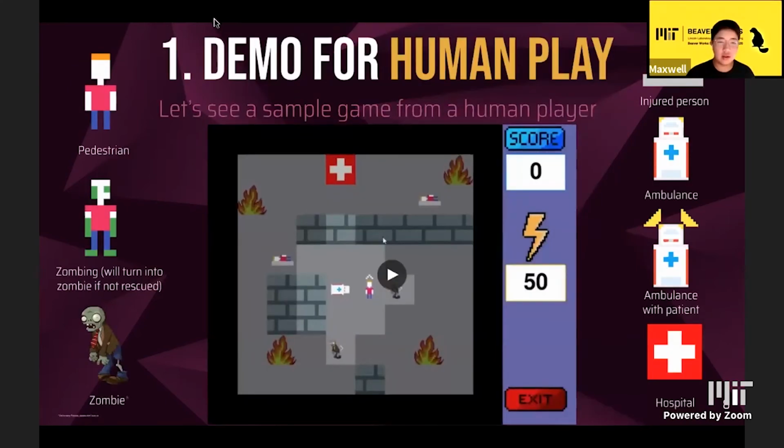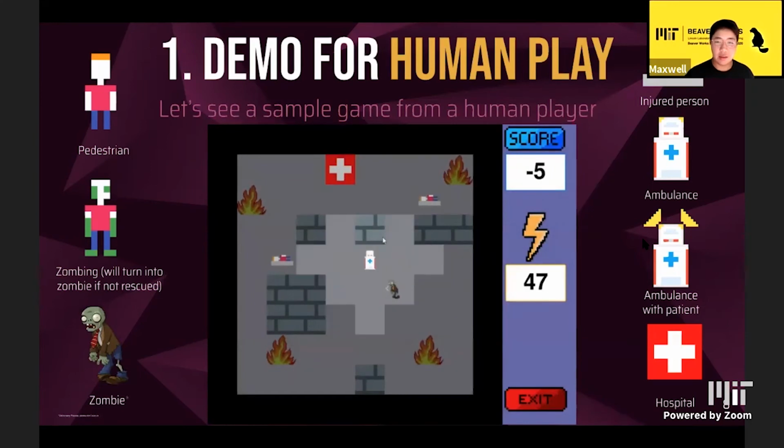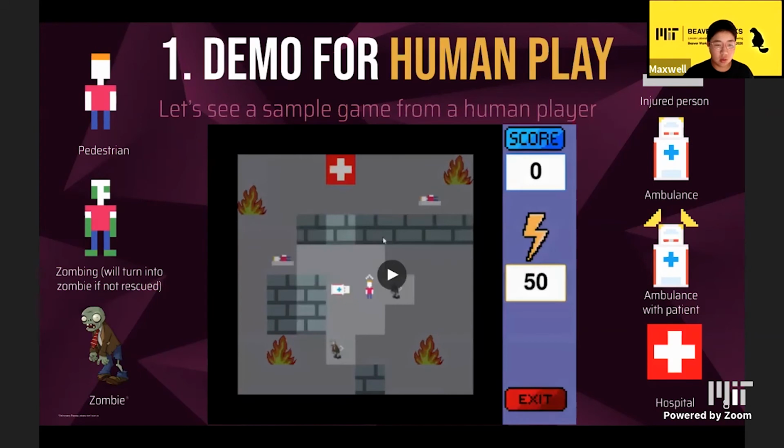So now I'll be going over the human play demo. As we can see, the player first runs over the pedestrian, then picks up the closest patient, transporting them to the hospital. Then the player picks up the last pedestrian and also transports them to the hospital, resulting in a total point count of 20.